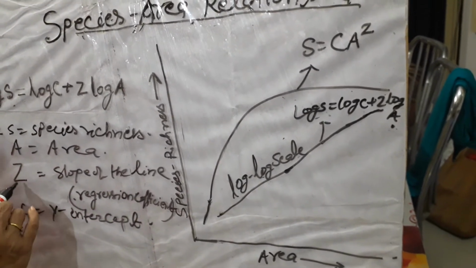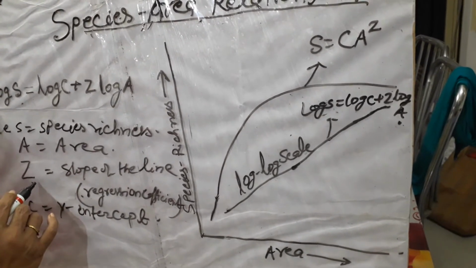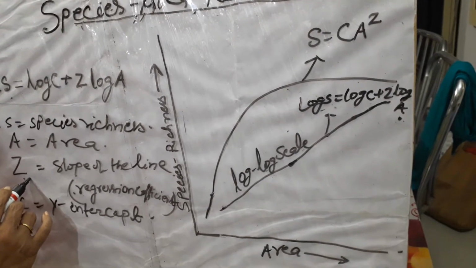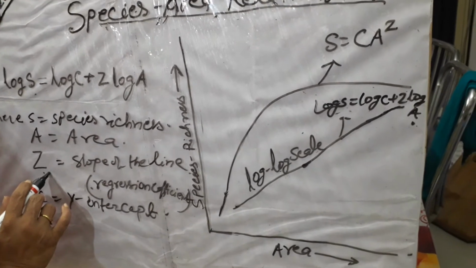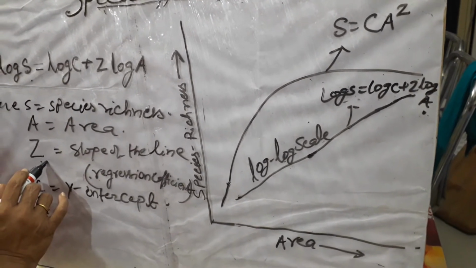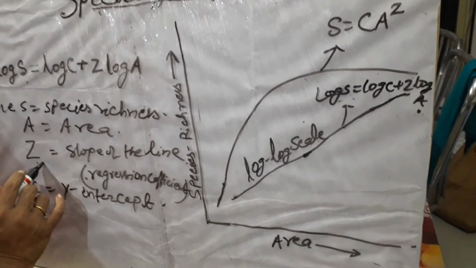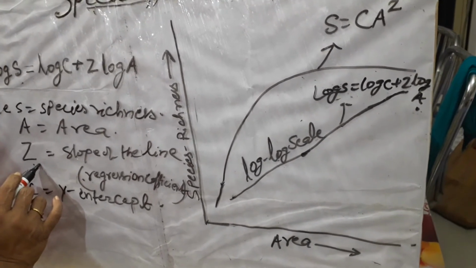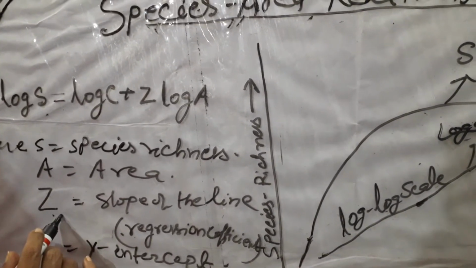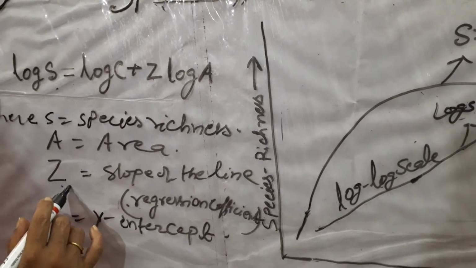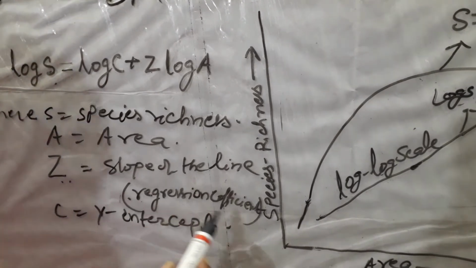The value of Z lies in the range of 0.1 to 0.2 regardless of taxonomic group or the regions. Whether it is plants in Britain, birds in California, or molluscs in New York State, the slopes of the regressions are similar.